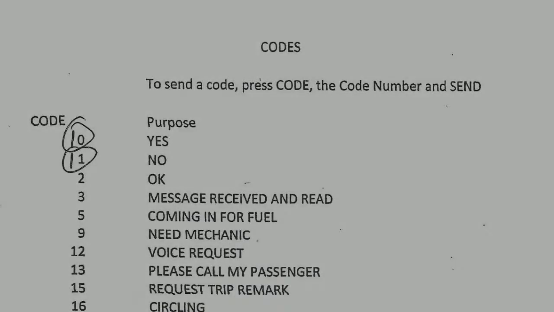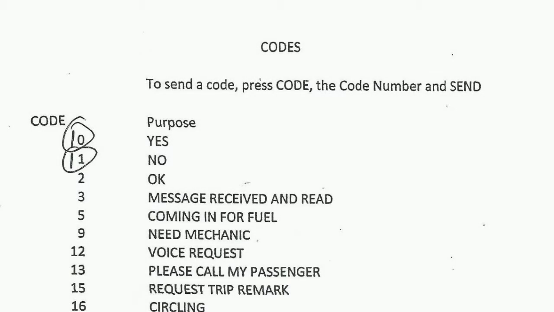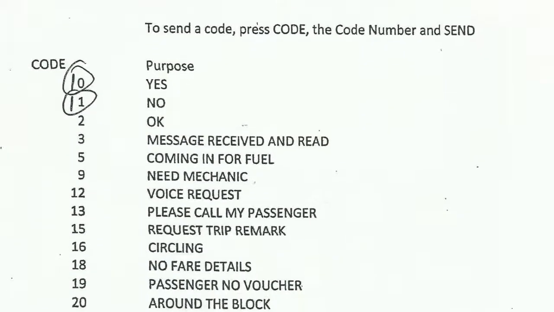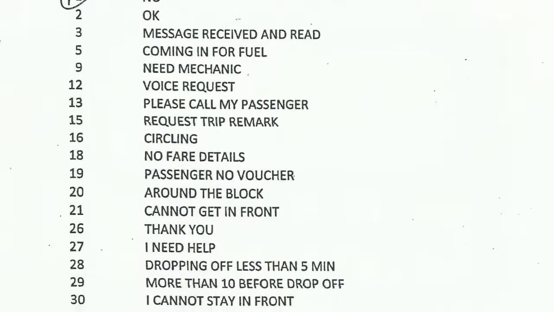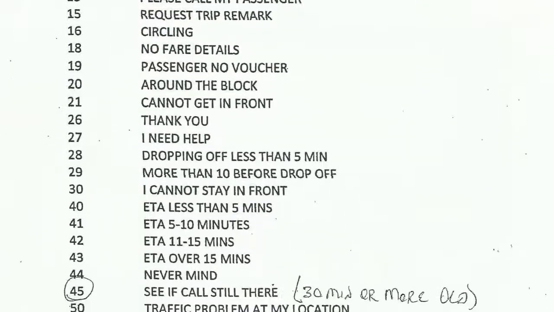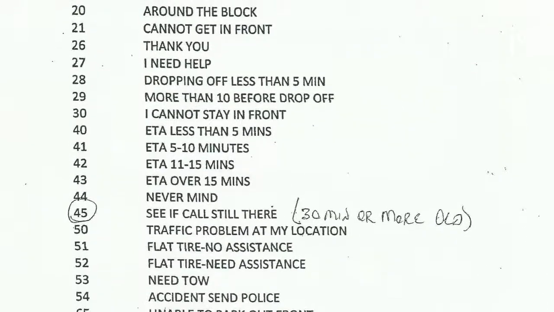Okay, the next thing we're going to be dealing with is how to communicate with your dispatcher. There are 3 different ways. Step number 1 is the sheet that you're looking at right now. It's our code sheet. These are the codes that have already been programmed into your MDT.